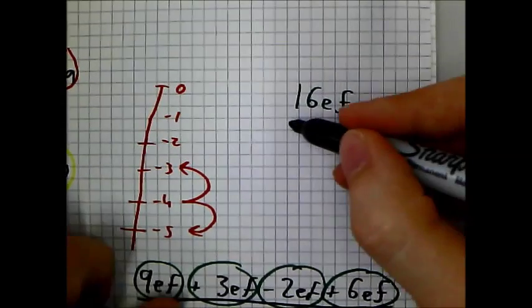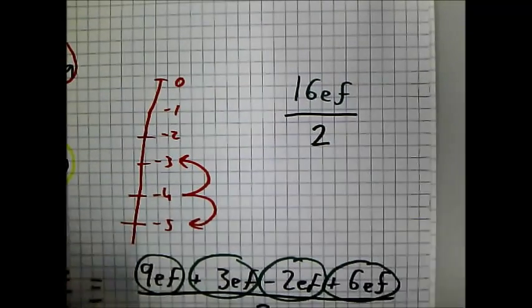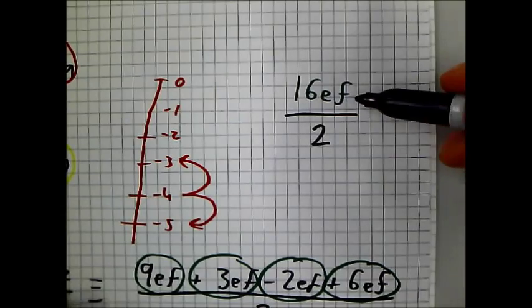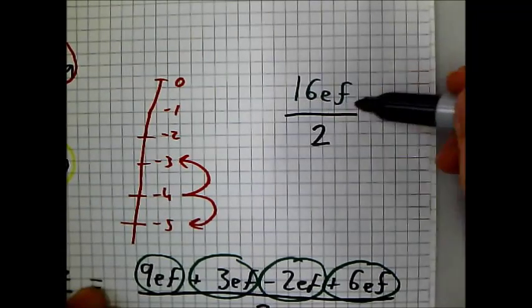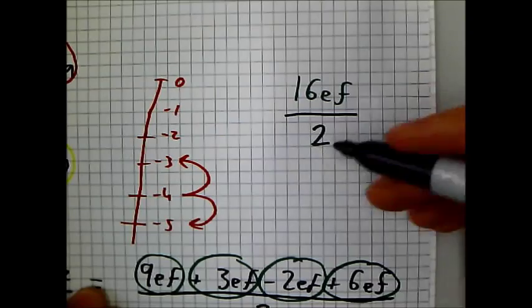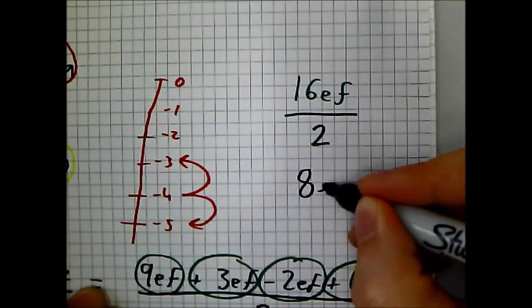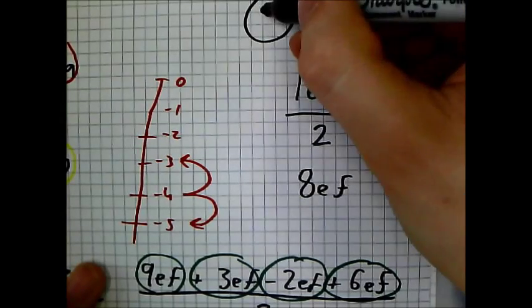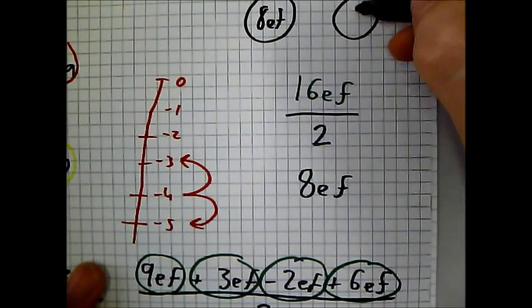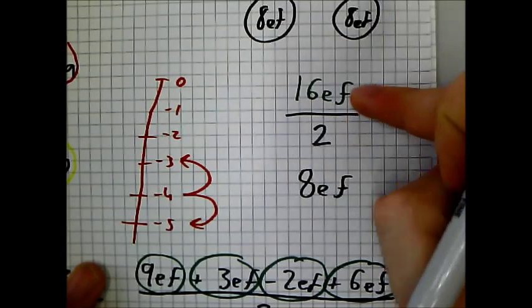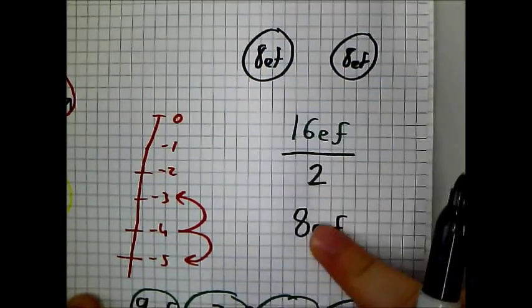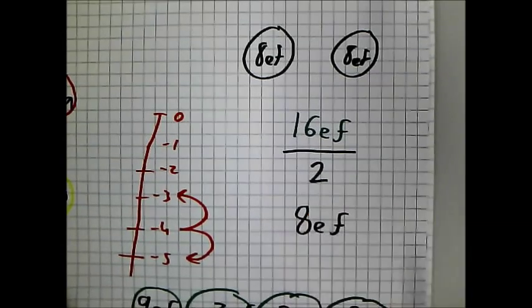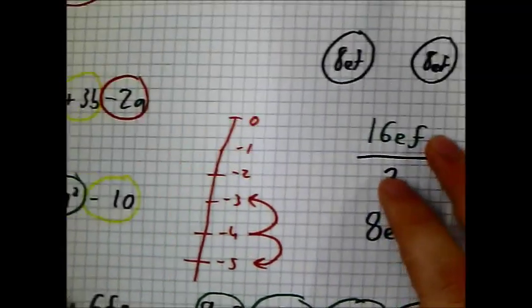divided by 2. Okay. Now here's where you need to be a little bit careful. We haven't really done this in too much detail, but if you've got 16 EFs and you halve them, you're going to have 8 EF in total. Basically you've got 2 piles with 8 EFs in both. So you've shared your 16 EFs between 2 piles, so it's 8 EF. Okay, well done if you got a lot of those correct.